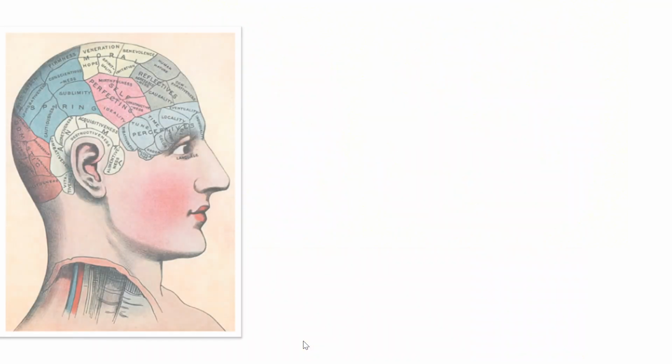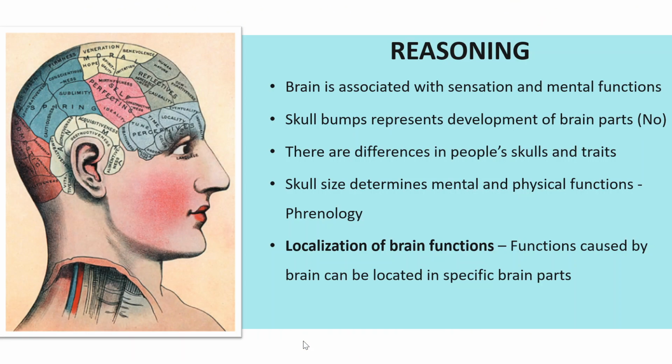Okay, so his reasoning was as follows. He was like, okay, now we know that brain is associated with sensation and mental functions. So there are bumps on the skull or unevenness on the skull. It must be due to certain brain development of certain brain parts. And we know that people have different brain sizes, skull sizes. And we also know that brain is associated with mental and physical functions. So he was like, okay, instead of studying the brain, he studied the skull and he made broad correlations that certain form of skull leads to certain form of mental and physical functions. And this was known as phrenology.